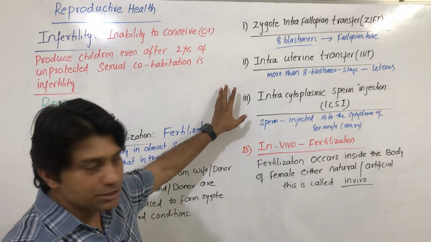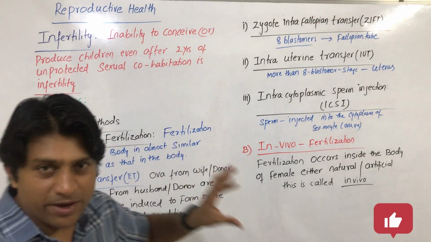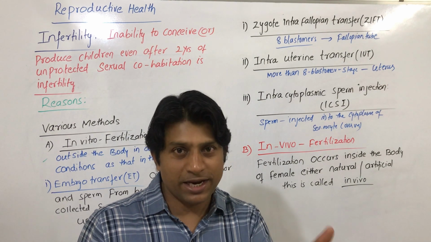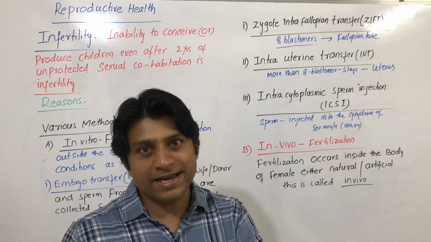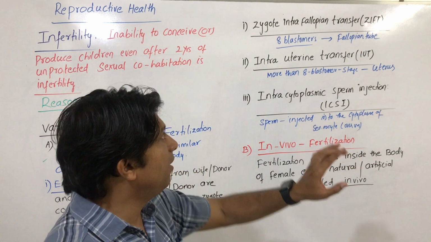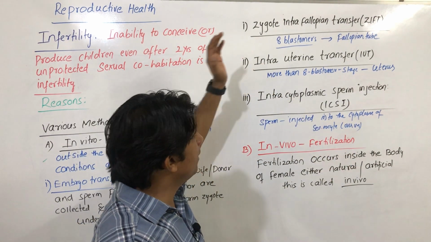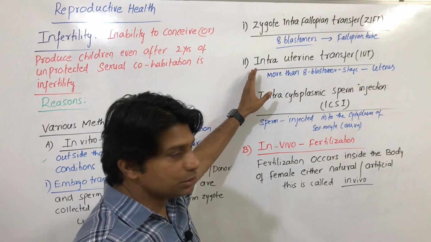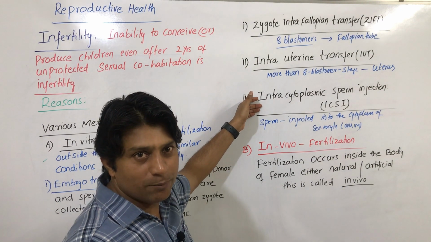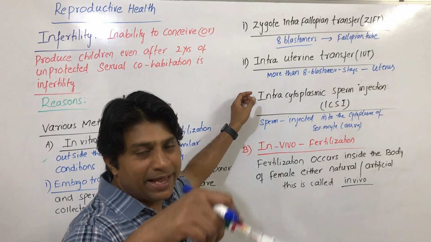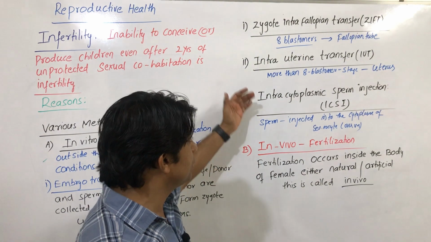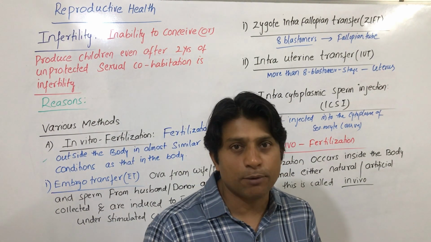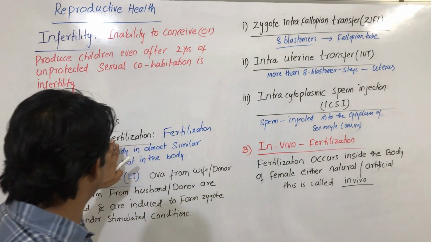So these are the three methods of in vitro fertilization, where the ovum and sperm are fused outside and induced to develop and get transformed into a zygote. If there are 8 blastomeres, they are transferred into the fallopian tube; beyond that, we transfer into the uterus. In case the sperm motility is low, or the acrosome of the sperm is abnormal, we go with intracytoplasmic sperm injection, where sperms are directly injected into the cytoplasm of the ovum. All these are in vitro fertilization.